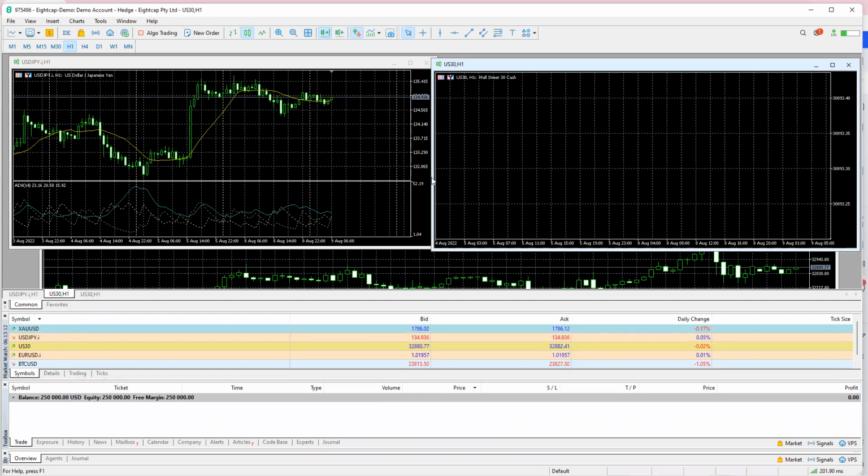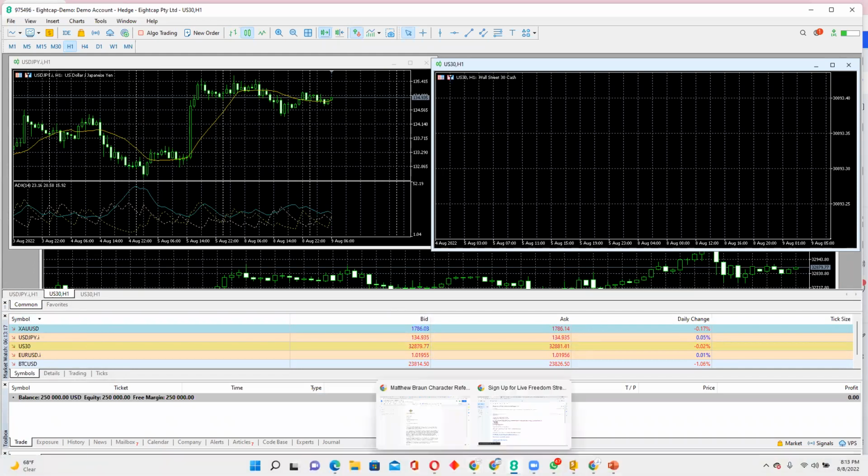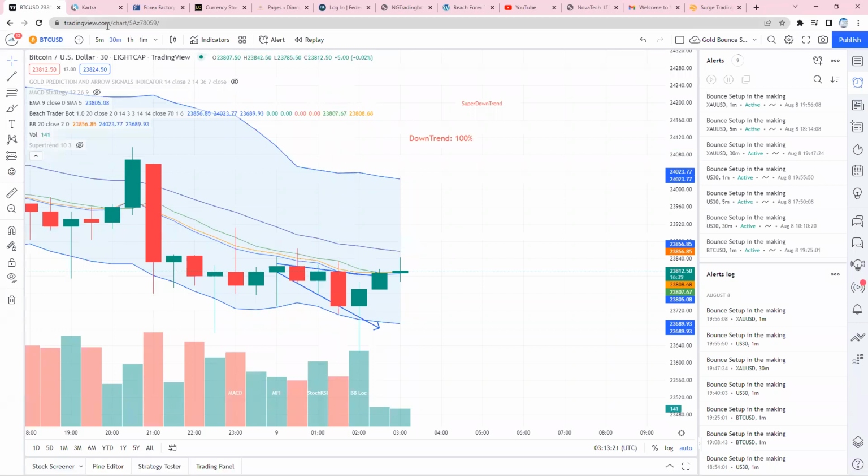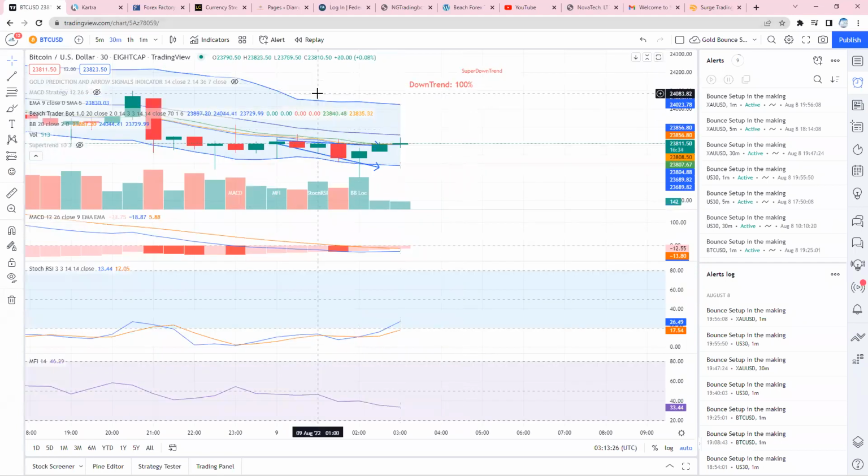Now, I don't use these at all. What I do is I use another program called tradingview.com. So this is where I'm going to look at the candles. This is where the Beast Trader bot is up here, this signal. And we have our other signals like the MACD. We have another signal called the Stochastic RSI, and then MFI. These are the signals I use.